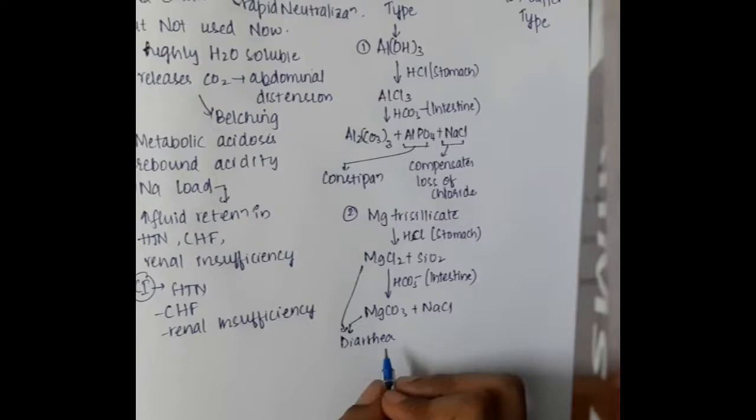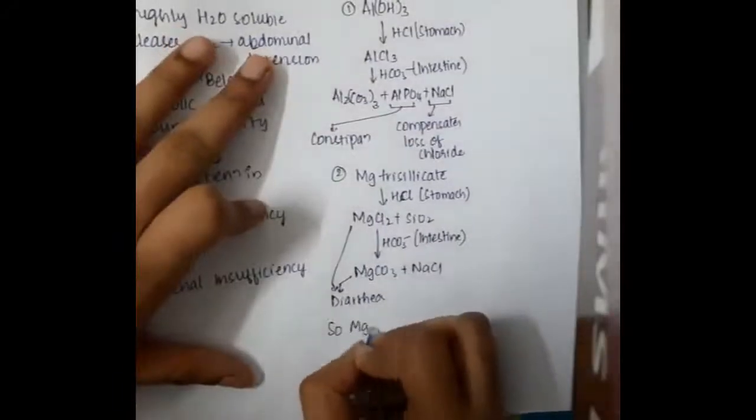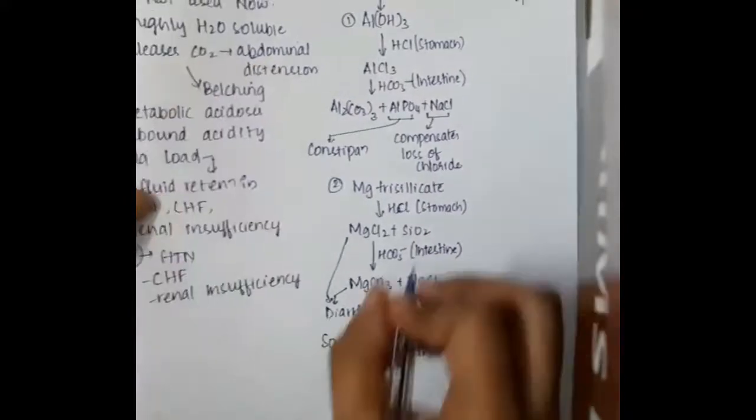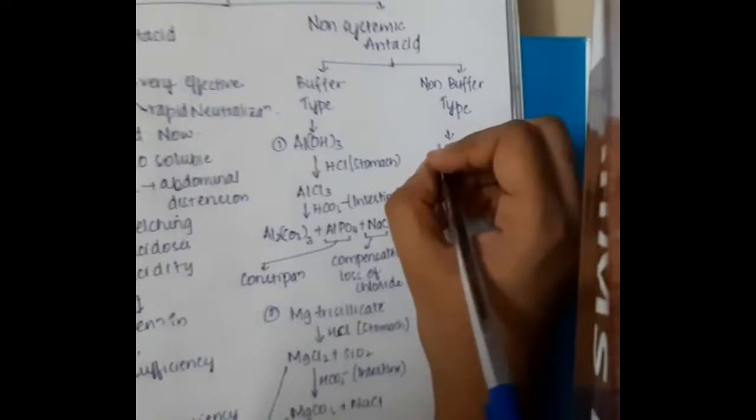So the action of these drugs is in two places. One in stomach, in the presence of HCl, it is activated first. Later in the intestine, in the presence of bicarbonate, it is activated the second time. So if you see, magnesium and aluminium salts can be used together because one is causing constipation. Aluminium phosphate is causing constipation, whereas magnesium carbonate is causing diarrhea. So both magnesium and aluminium salts can be used together.